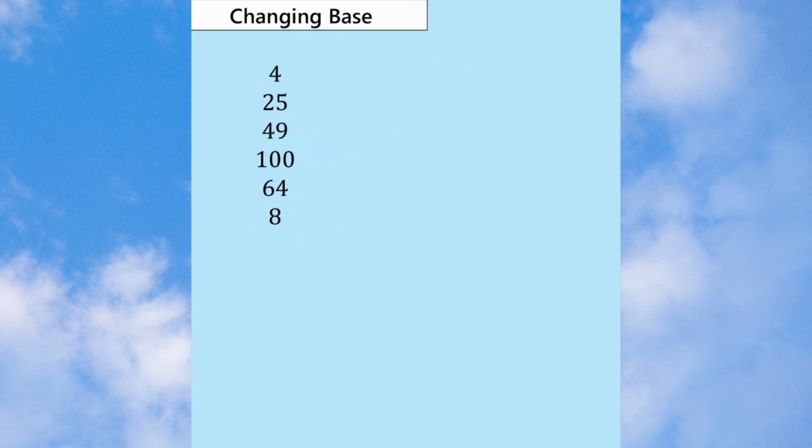So what is changing the base? Well, suppose we have a number, like 4. We know 4 is the same thing as 2 times 2. We can rewrite this as 2 to the 2, as we just learned about exponents. We're changing the base from 4 to 2. 4 is the same as saying 4 to the 1. 25 would thus be 5 times 5, or 5 to the 2. 49 would be 7 times 7, or 7 to the 2. 100 would be 10 times 10, or 10 to the 2.